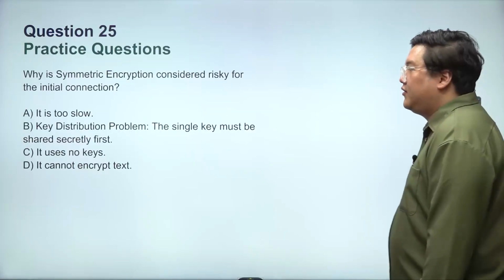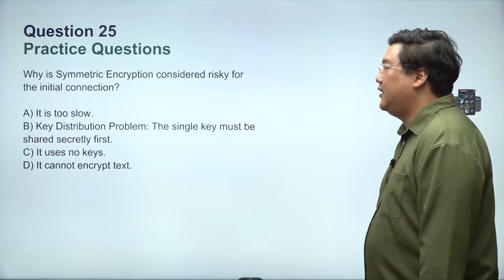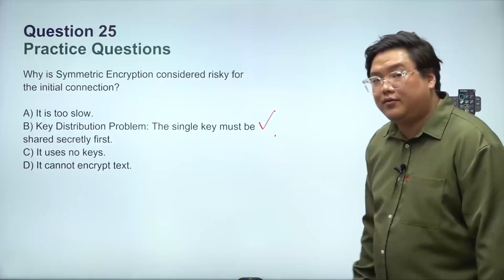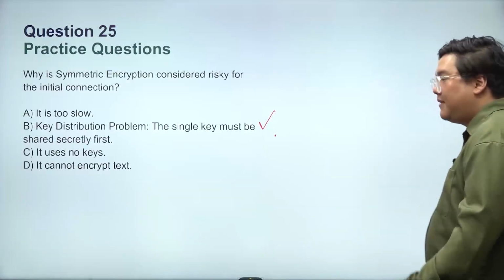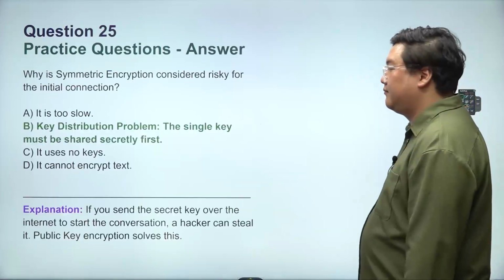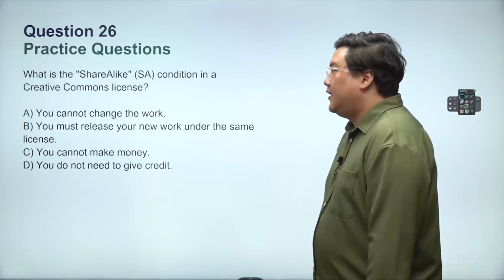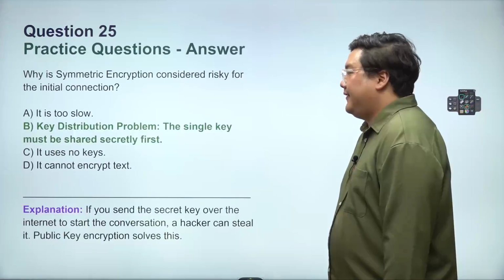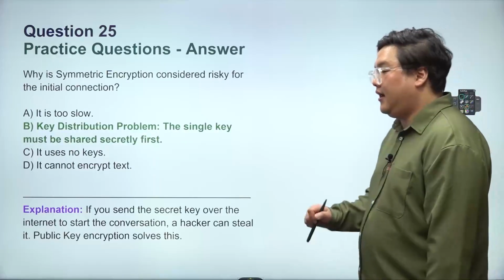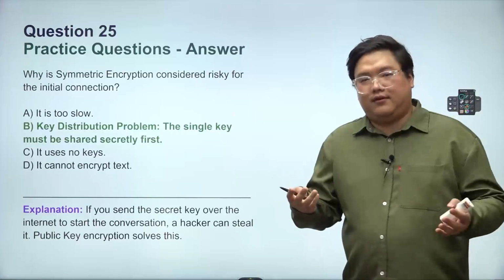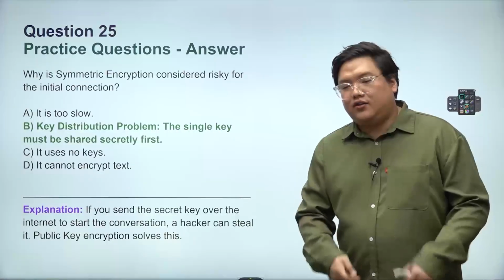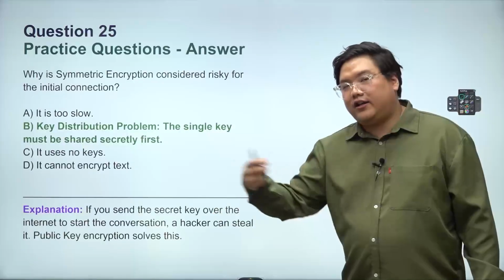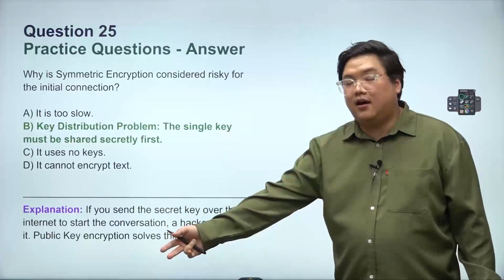And why is symmetric encryption considered risky? So we said it's a key distribution problem. So the single key must be shared secretly first. Okay. Yeah. So it means I lock a door. Like I said, you lock a box, you send the box to your friend. How are you going to pass on the key? It might get lost during the way.